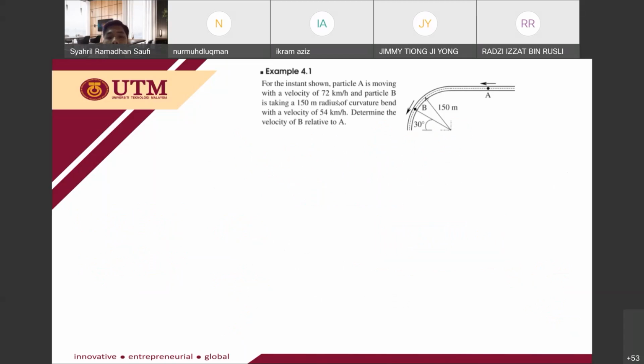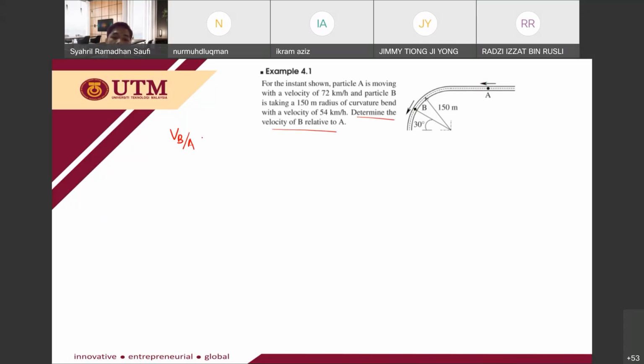For the instance shown, particle A is moving with a velocity of 72 kilometer per hour, and particle B is taking a 150 meter radius of curvature bend with velocity of 54 kilometer per hour. Determine the velocity of B relative to A. So the question asks you to determine the velocity of B relative to A, the velocity of particle B when observed from point A.